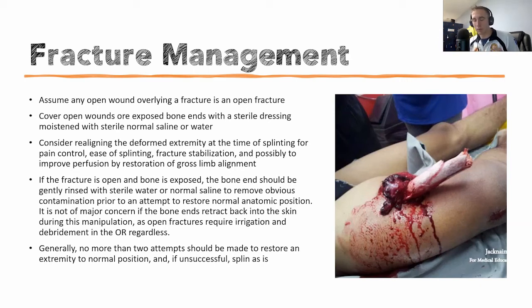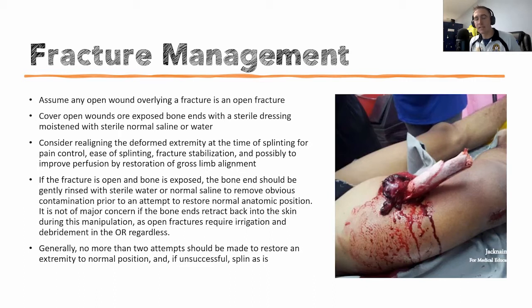Now, even if it's an open fracture, realigning an extremity that is deformed makes it easier to splint, provides pain control, and it stabilizes the fracture. And even if you feel a pulse in that extremity, it still doesn't mean that the perfusion is great, so realigning could still restore perfusion to that extremity. Now, of course, before you reduce a fracture, you want to irrigate it thoroughly. And we'll talk about irrigation later.